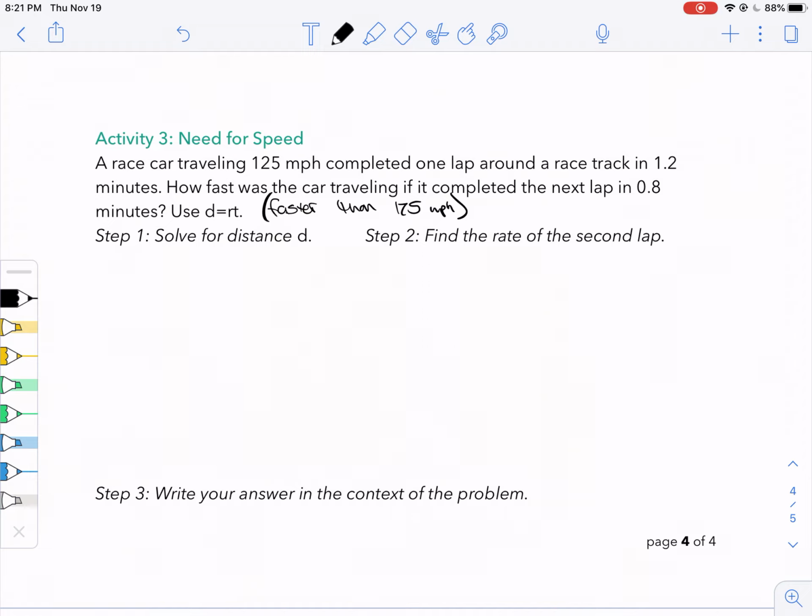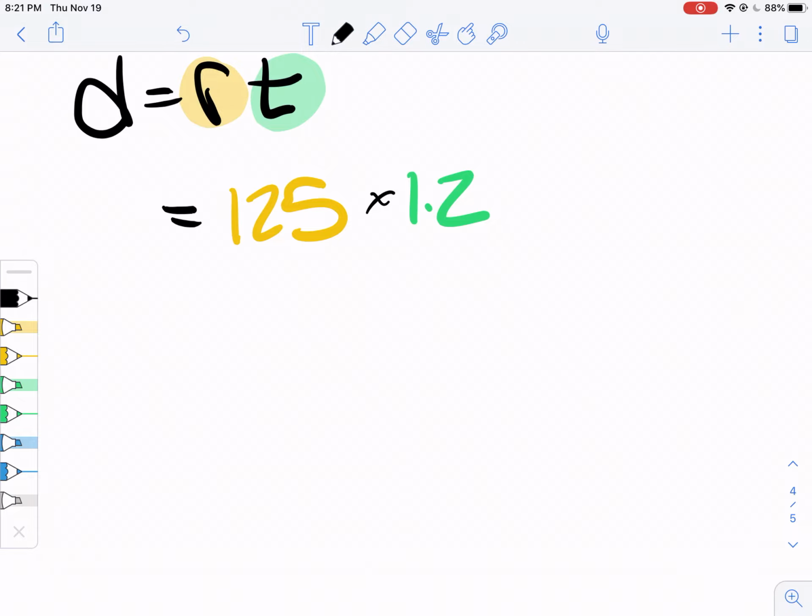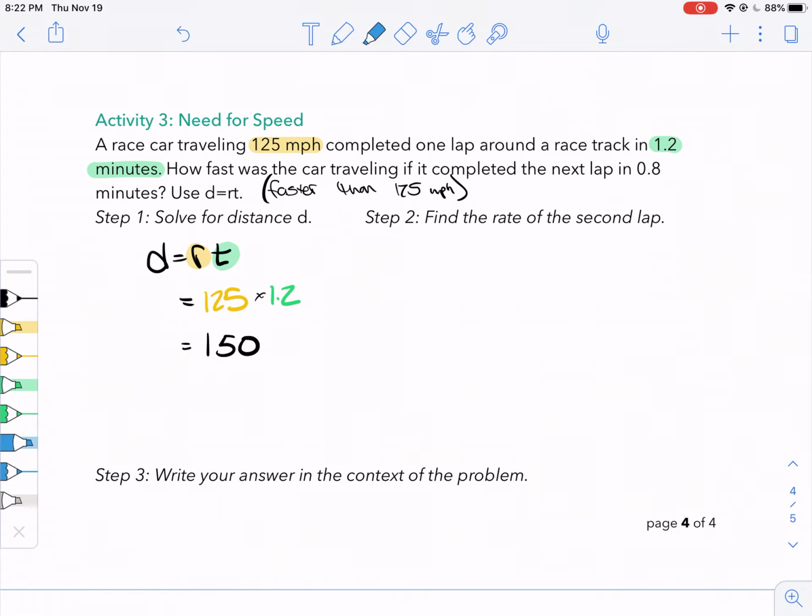Okay. So first we need to find out what distance this car was traveling. So we have distance equals rate times time. Well, we know at first it was traveling 125 miles an hour, so our rate is 125 miles per hour, and our time was 1.2 minutes. Times 1.2 minutes. So what is that? That's 150. So our distance is 150.